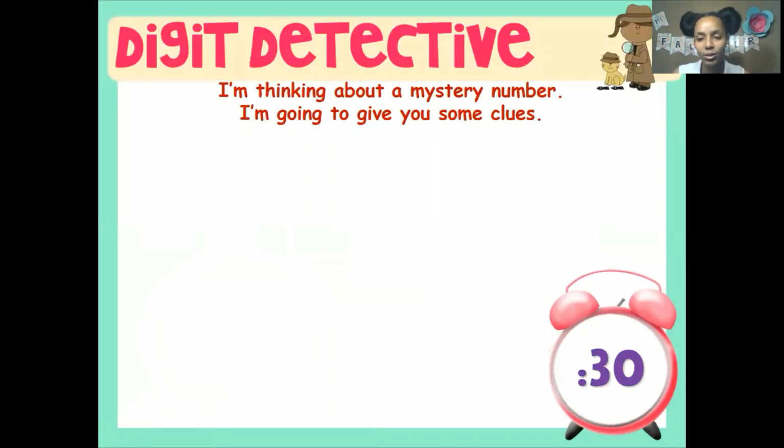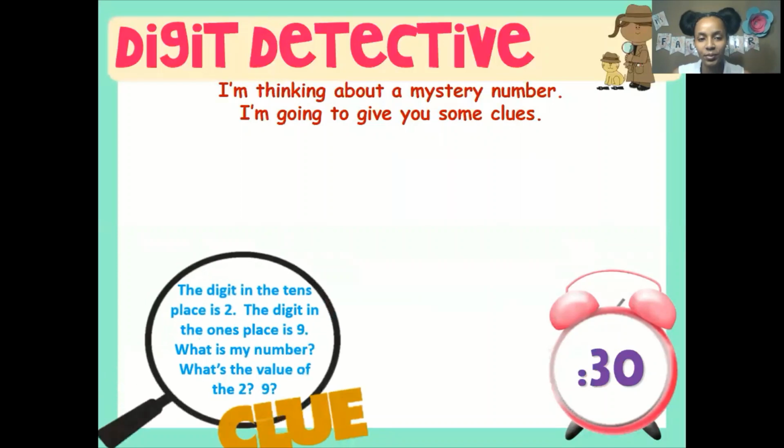Here is number 1. Remember, I'm thinking about a mystery number. I'm going to give you some clues. The digit in the tens place is 2. The digit in the ones place is 9. What is my number? What's the value of the 2? And what's the value of the 9? You need 3 answers. You need your number, the value of the 2, and the value of the 9. Ready? Go.